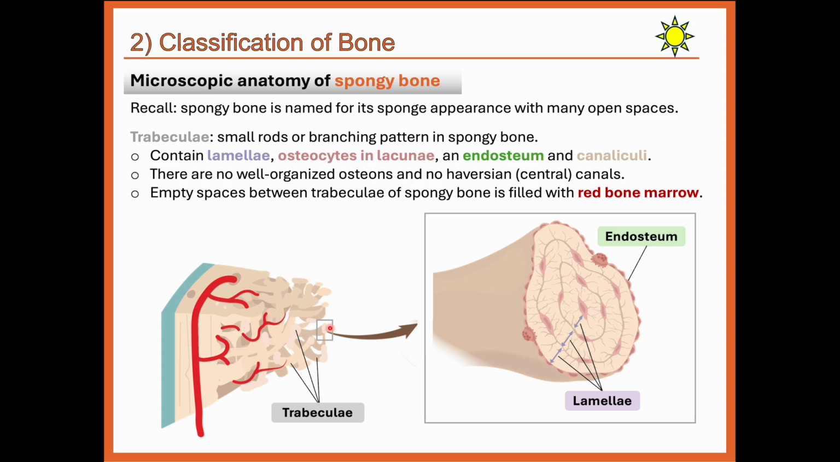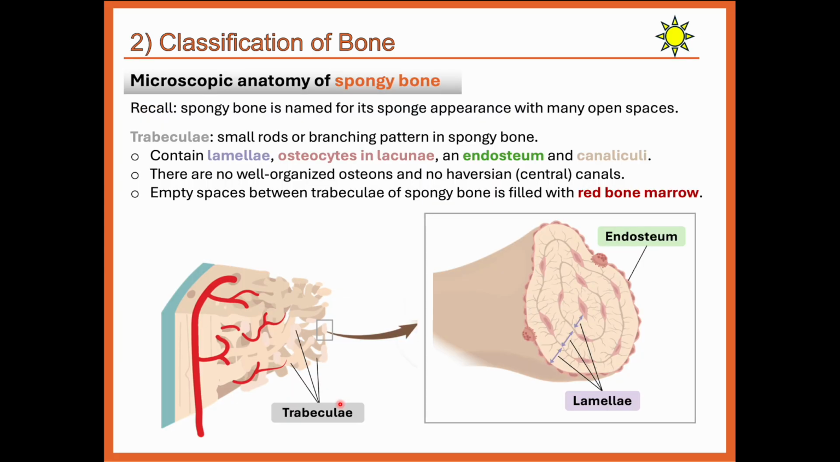The blood vessels actually just circulate around them, right? So over here, you don't have osteons and you have no haversian central canals in the middle. I would expect in compact bone a haversian system, a central canal in the middle with blood vessels, but not over here for the spongy bone. And actually, the empty spaces in between the trabeculae, in the holes of the sponge, are filled with red bone marrow. This is where the cells that make blood cells will be.